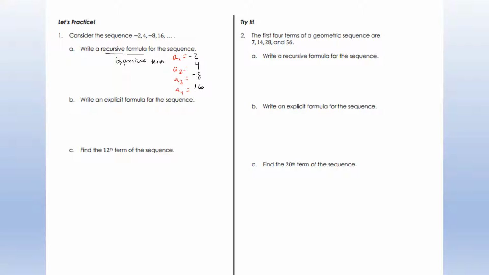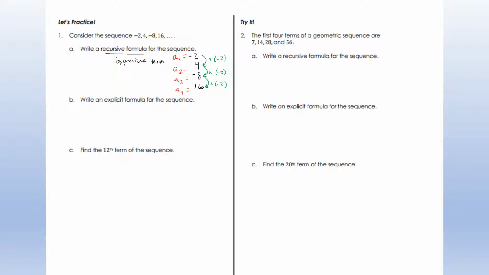how are we getting from each term to the next term? How are we getting from -2 to +4? -2 times what makes +4? Well, here I'm multiplying by -2. Does that pattern work? 4 times -2 makes -8. That's correct. -8 times -2 is +16.